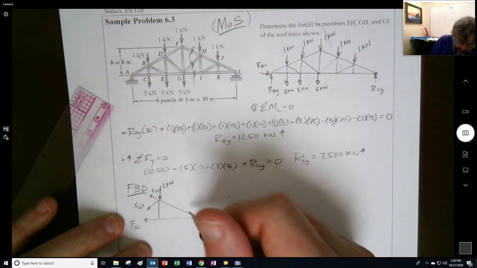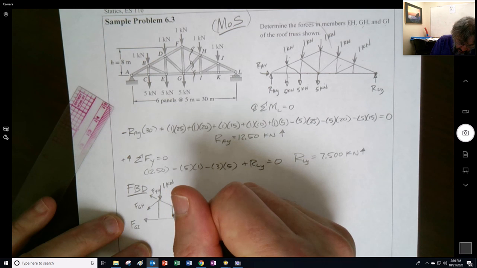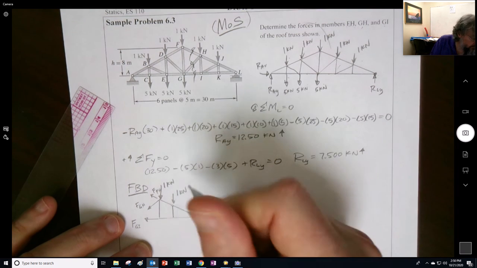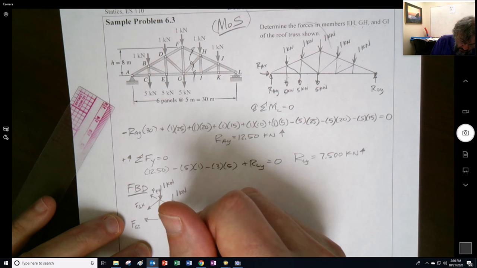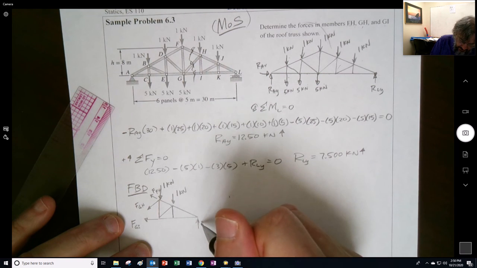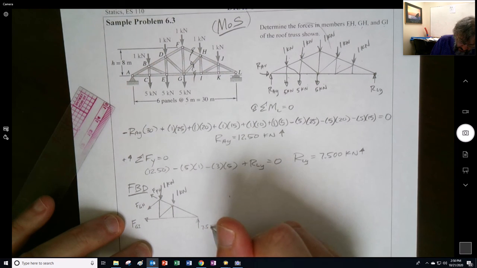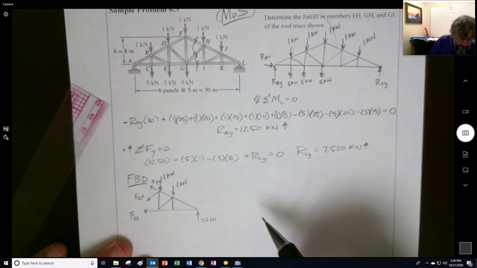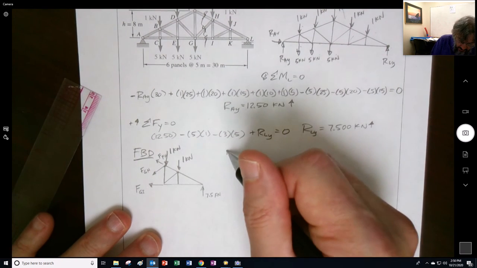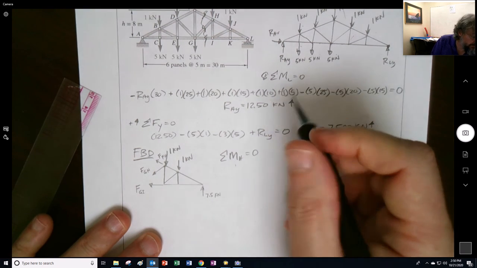And then we also have another guy right here, another 1 kilonewton. Don't want to forget him. And I guess I could draw that guy in there. And then we also have this reaction right here. We know that reaction, so I'm going to label the number instead of keeping it as a variable. And so we're going to take the summation of moments about H equal to 0.